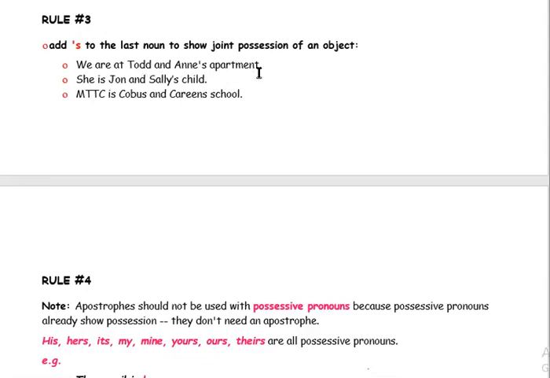Let's put this into action. We are at Todd and Anne's apartment. Can you see that only Anne has an apostrophe S? Okay, because it's going to sound weird if you say we are at Todd's and Anne's apartment. Because they both own the apartment, the last name will receive an apostrophe S. She is John and Sally's child. Can you see? Same thing. The last name will receive an apostrophe S. MTTC is Quibus and Kareem's school. Where does the apostrophe go in this sentence? Tell me in the chat. This is Quibus and Kareem's school.